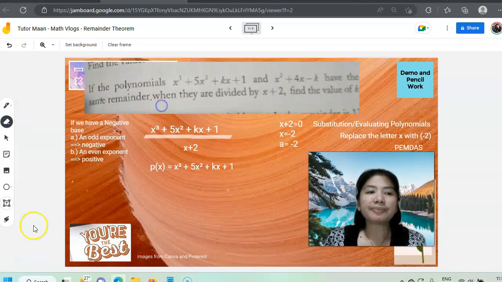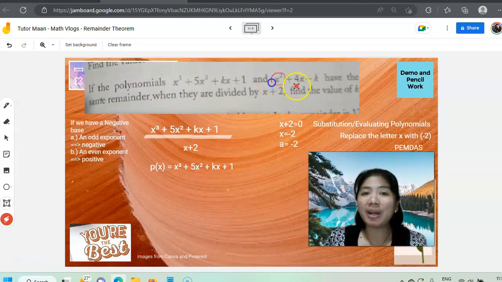It says here: if the polynomials x cubed plus x squared plus kx plus 1, and the polynomial x squared plus 4x minus k, have the same remainder when they are divided by x plus 2, find the value of k. As we can see, we have a keyword, remainder. So it makes sense to make use of the remainder theorem.